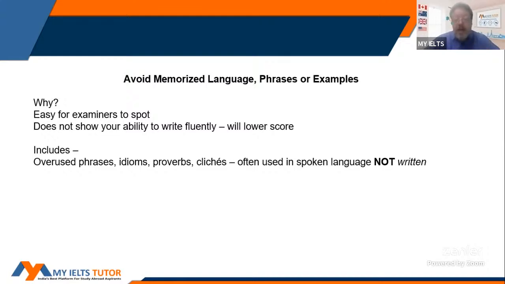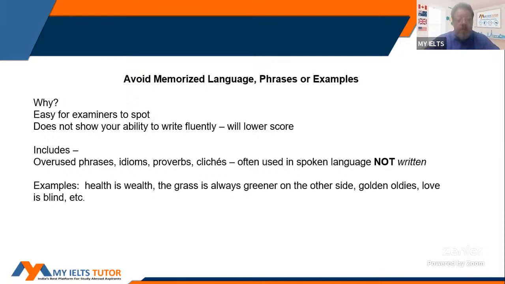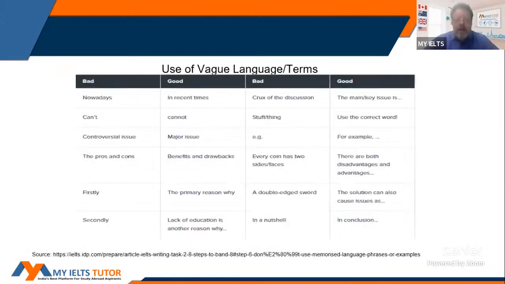The next slide, I have some examples. For instance, "health is wealth." That's a cliche, because what do you mean by health is wealth? "The grass is always greener on the other side," "golden oldies," or "love is blind." Okay, so those are examples. And then here are some more examples. Now I got this from the IDP IELTS website.